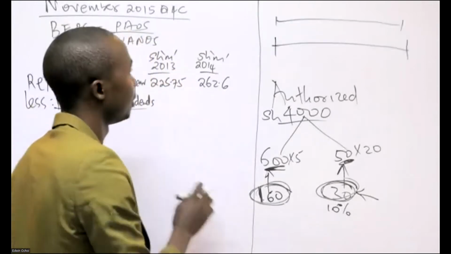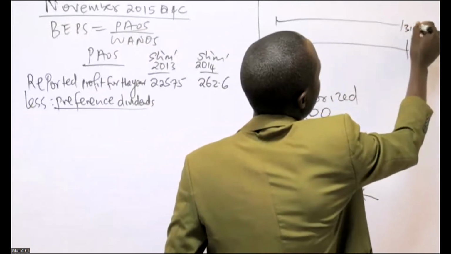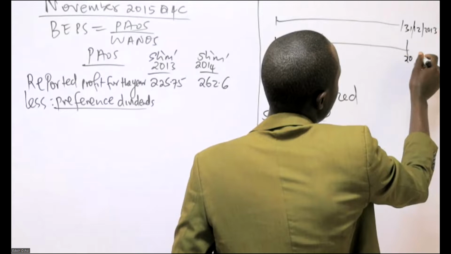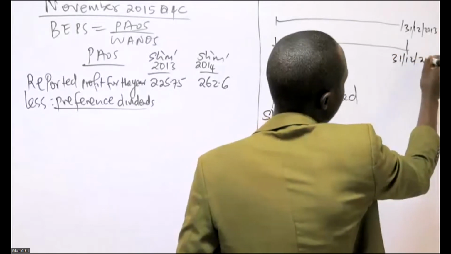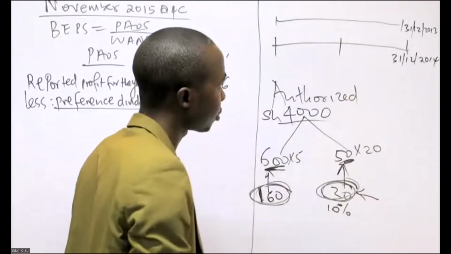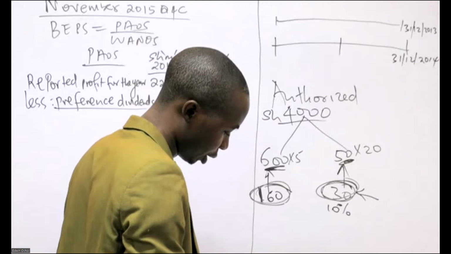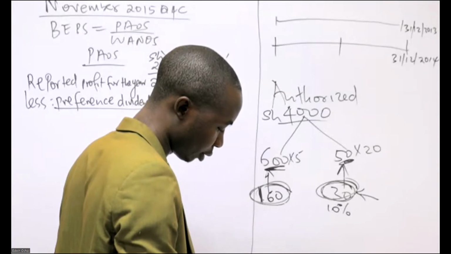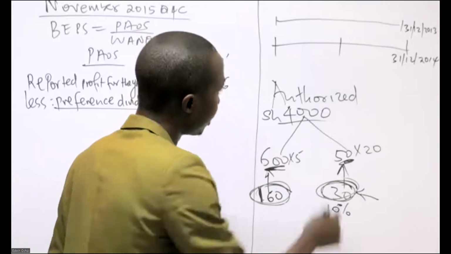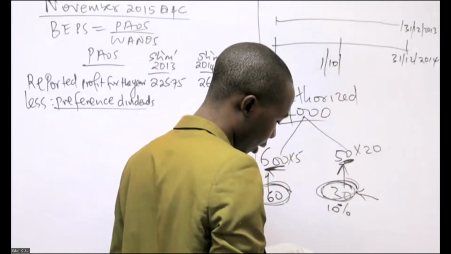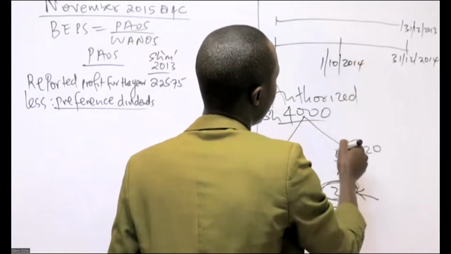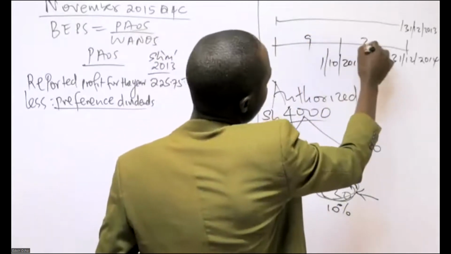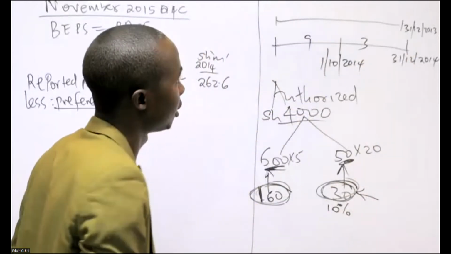So for the preference dividends, remember that we have 31st December 2013 and 31st December 2014. In 2014, they converted 10 million, and as stated in the last sentence, preference shareholders are entitled to dividends up to the date of conversion. They converted on 1st October 2014. Our financial year ends in December, so these are 9 months and this is 3. But for 2013 it is a full year.